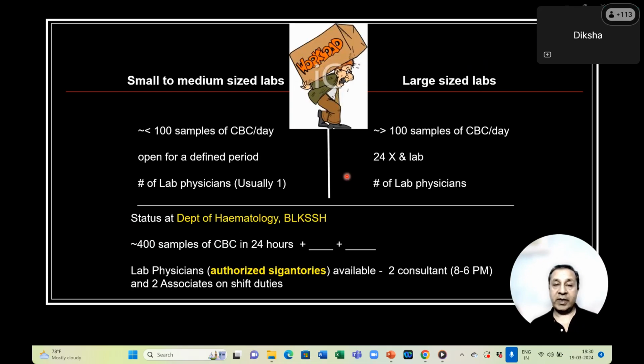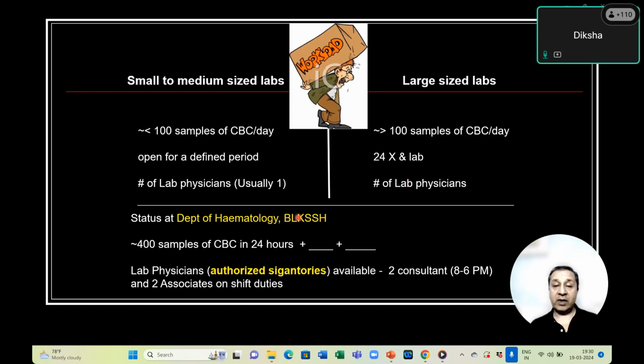So let me take an example from my own laboratory. When we talk about NABL, what does NABL tell us with regard to workload and how does it define various laboratories? For example, small to medium-sized laboratories are classified as the ones which have less than 100 samples a day or maybe less than 400 samples a day. And large laboratories are the ones which have more than say 100 CBC samples, more than 400 samples a day as a lab. And even if they're running 24/7, they're again laboratories which are large sized labs.